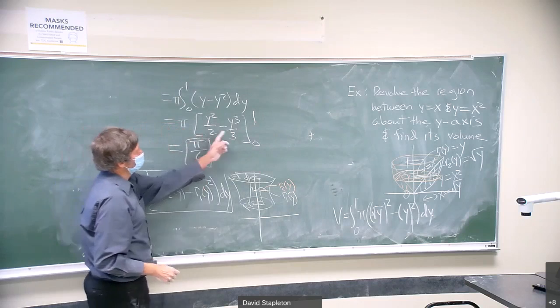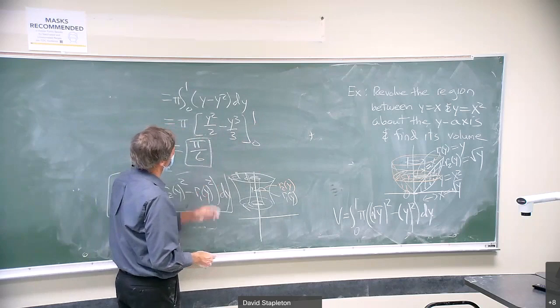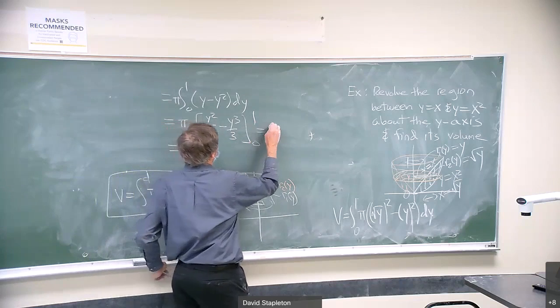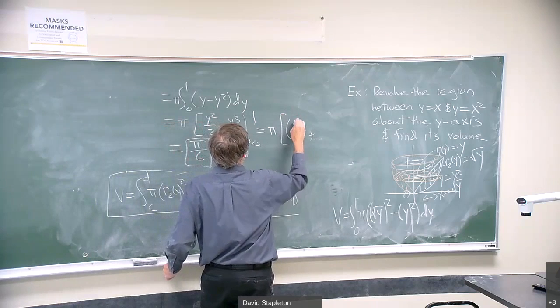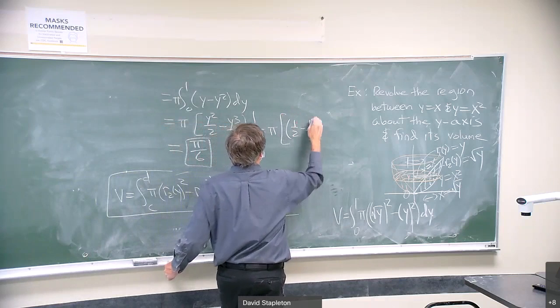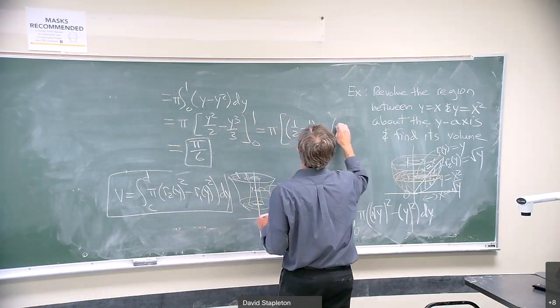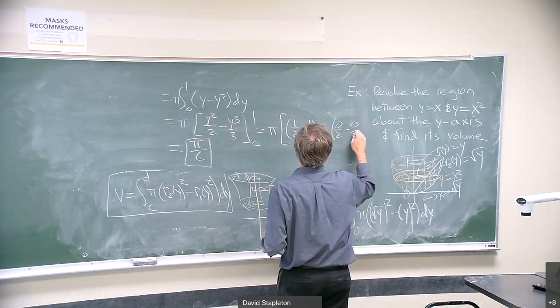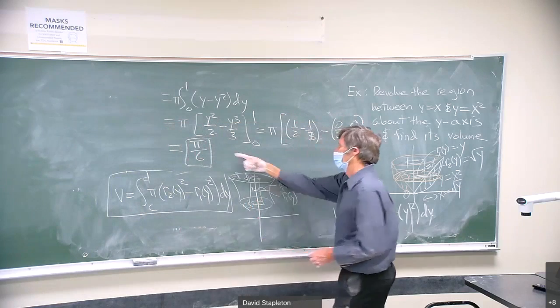Plug in 1, you get 1/2 minus 1/3. Plug in 0, you get nothing. Pi times, which is right at the intermediate step, times 1/2 minus 1/3. Plugging in top and minus at the bottom, 0 over 2 minus 0 over 3. And so you get pi over 6.